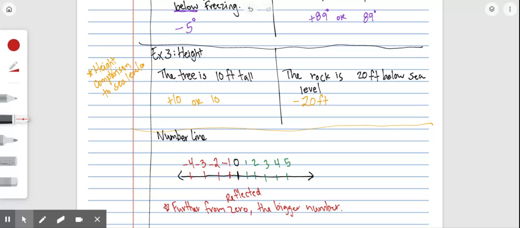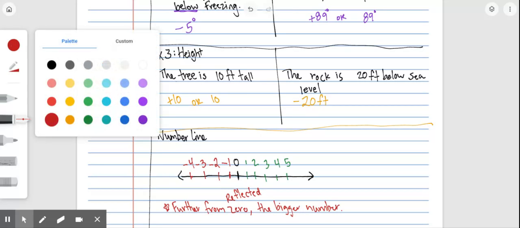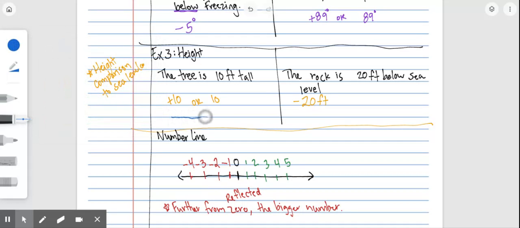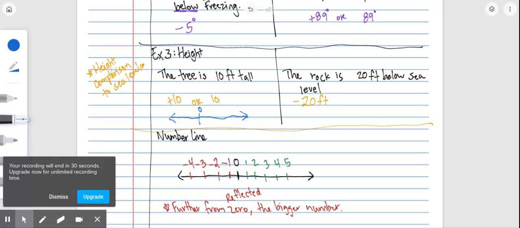On the number line, you can put any positive or negative numbers. So if I decided to graph on a number line this tree being 10 feet tall, I could draw my number line, put a 0 on there, and then I know that 10 is positive, so I'm going to count to the right. 1, 2, 3, 4, 5, 6, 7, 8, 9, 10. Here's 10 feet, so that's where that number would be.